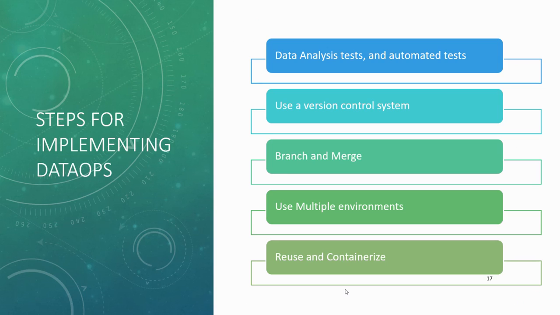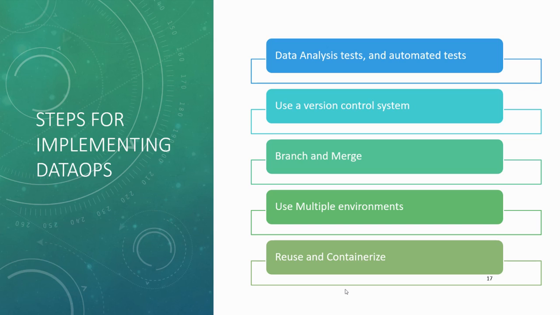Finally, the steps for implementing DataOps in any company are mostly five steps. The first one is data analysis test and automated test, because all tests should be automated, including the data tests. The second is version control. A version control tool helps teams of individuals organize and manage the changes and revisions to the code. That's why it's very important to use a version control system. The third one is branch and merge, because this allows teams to make changes to the same source code files in parallel without slowing each other down.